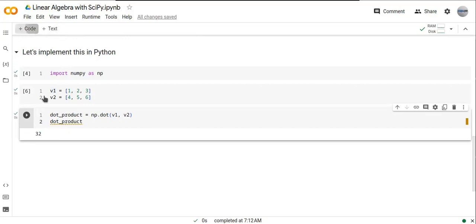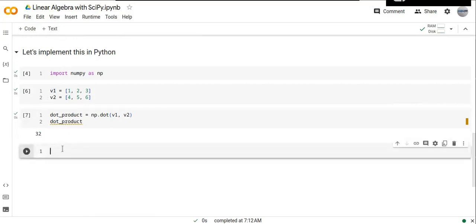Okay, how to implement the cross product? The cross product is different from the dot product because the result of the cross product is a one-dimensional array. It is specific to three-dimensional vectors, and let's do this using NumPy. There is a function that NumPy supports called cross, and let's pass v1 and v2 as arguments to this function.